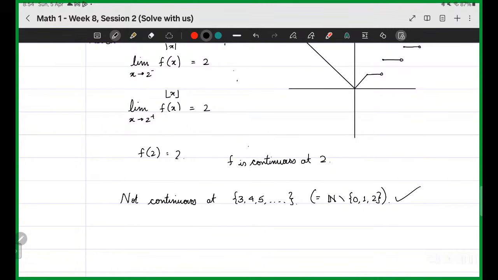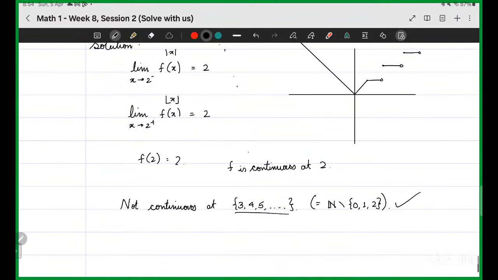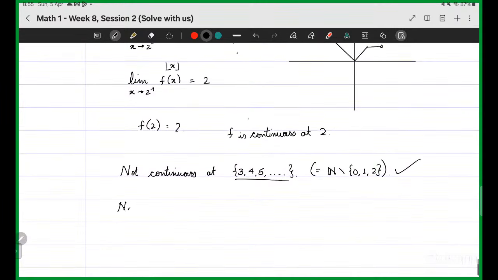Is that fine? What about differentiability? Just from the graph, you can say that any point of discontinuity is automatically a point of non-differentiability. But what about others? Are these the only points at which the function is not differentiable? 2 also not differentiable, sir. At 2, it's not differentiable. Anything else? 0. 0 also.